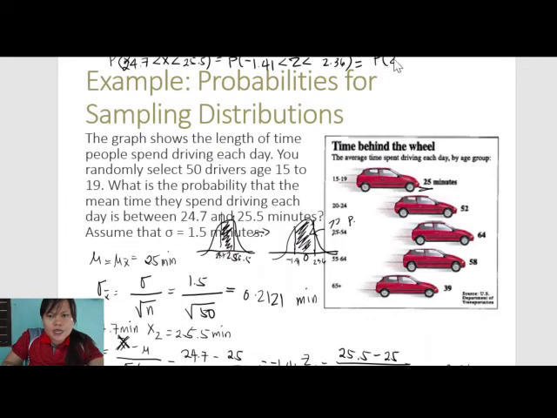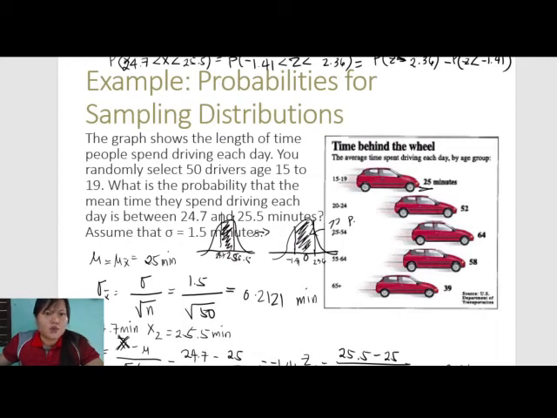Is equal to probability ng Z is less than 2.36 minus probability na ang Z ay less than negative 1.41. So, gagamitin na natin yung table.